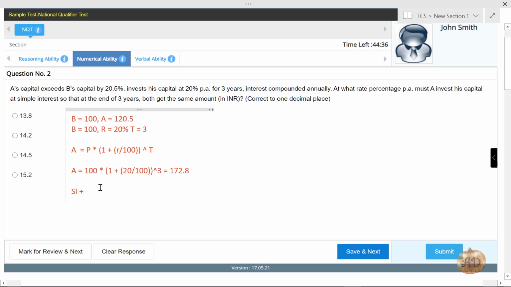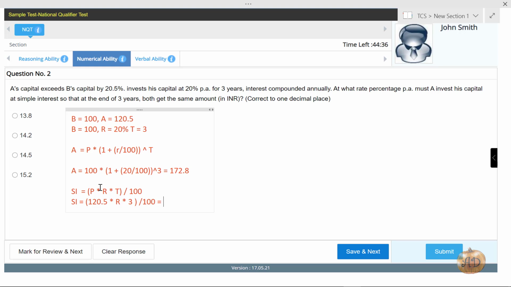So what is the formula of simple interest? It is P into R into T divided by 100. Okay, so from here you can find out the simple interest. What is P here? P is here 120.5. What is R? We have to find the R. And what is T? T is given as 3, divided by 100.